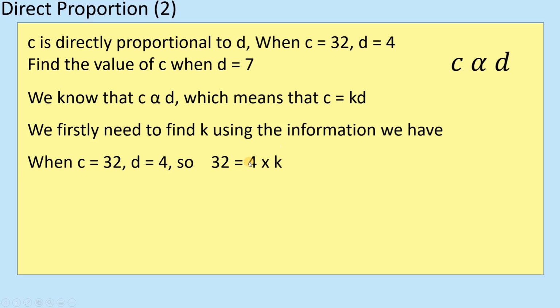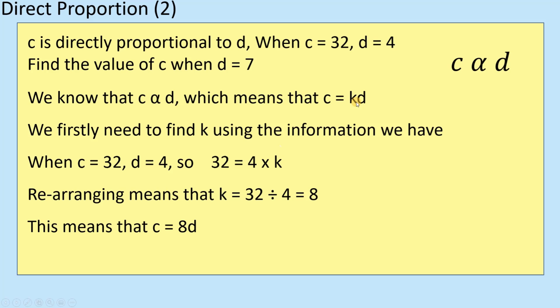Literally just putting those numbers in, and then rearranging, 32 divided by 4 is going to give me 8, and therefore K is 8. So that is basically the first step, find out what K is. You should then write what that means. So what we're saying now is C is equal to, now that we know K, 8D. So C is equal to 8D. This is now your formula which you can use for the second part of the question.